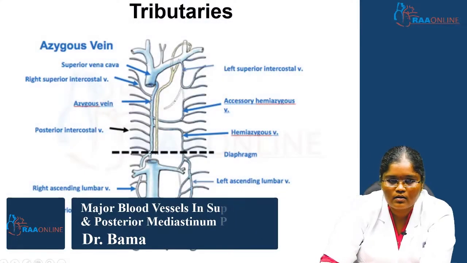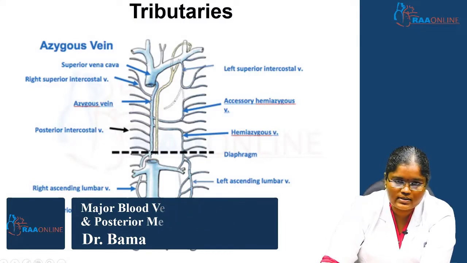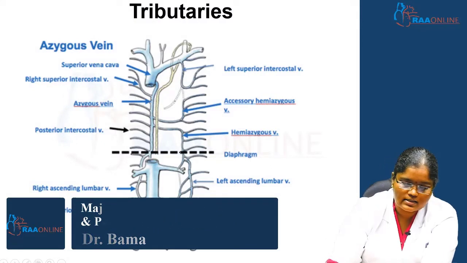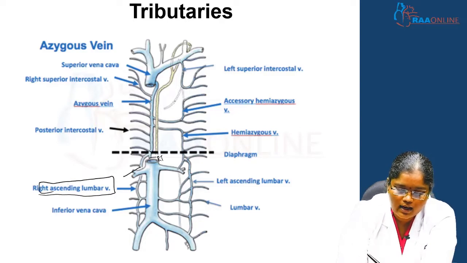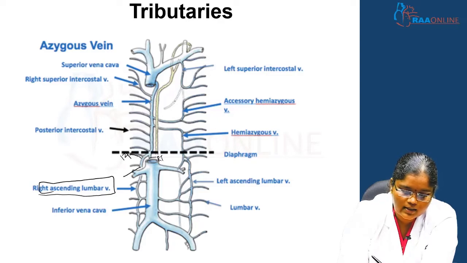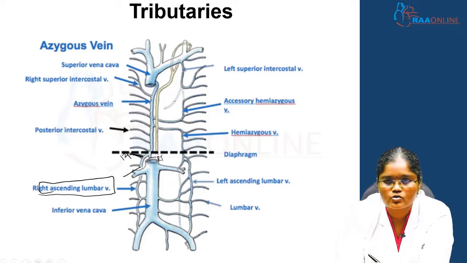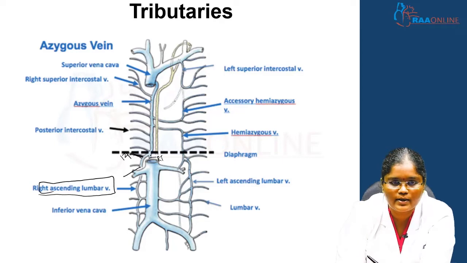See here. These are formative tributaries. So what are the veins forming the azygos vein? This is the right ascending lumbar vein, and this is the 12th vein, that is the subcostal vein. So all these three form the formative tributaries which form the azygos vein.